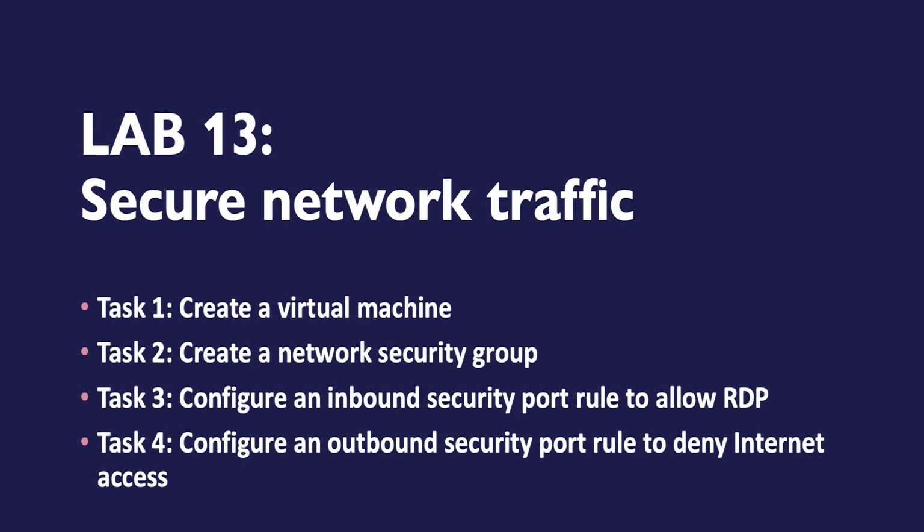In this lab exercise, we are going to go through how you can secure your network traffic. To do that, first we are going to create a virtual machine. Then we are going to create a network security group or NSG. And we're going to configure the inbound and outbound security ports to allow RDP and deny internet access. Let's go and do that.